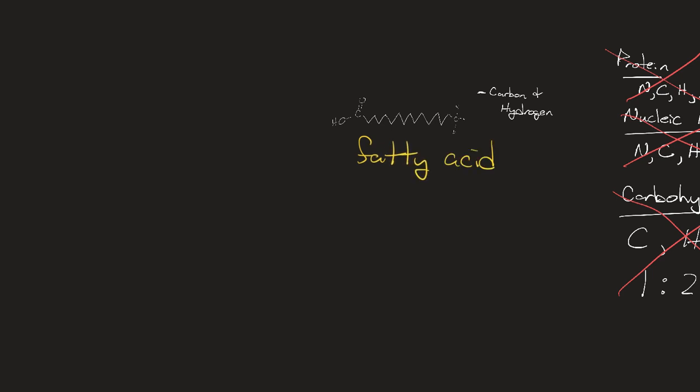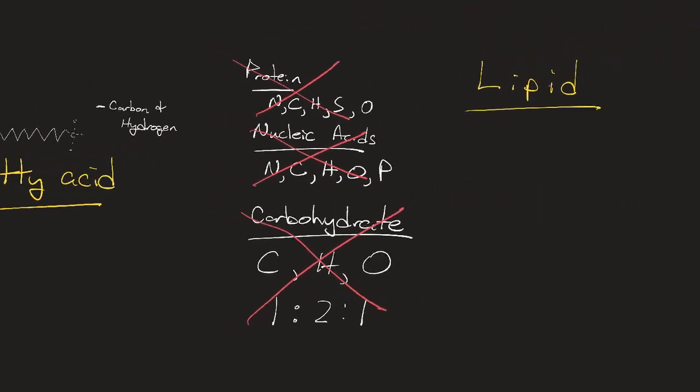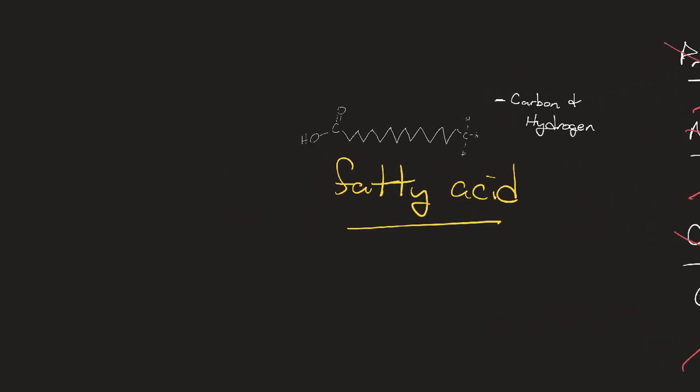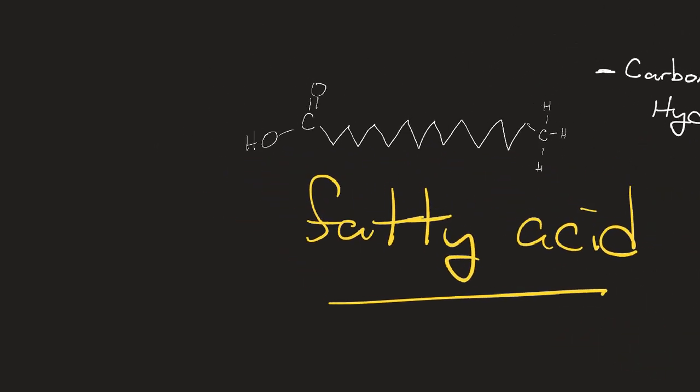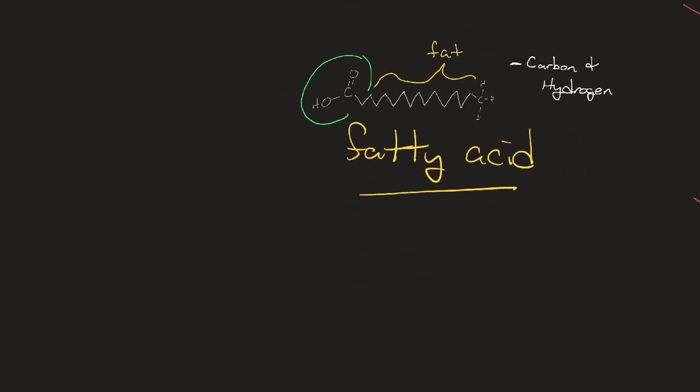So it sounds like it's a memorization thing. You got to know these 4 groups, and not just the 4 groups, but what elements are in each one. So it's a fatty acid. It's a lipid. And why is it an acid? Because it has the acid part here, and the fat part, the lipid part, is here. So this is fat. Fat is carbon and hydrogen, and acid is a carboxylic acid.